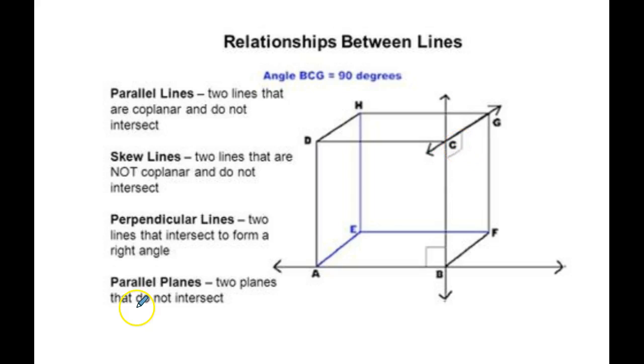And then parallel planes: two planes that do not intersect. Remember, a plane is like a flat surface that extends in all directions. So if we had plane ABCD, that would be parallel to plane EFGH. They are never going to intersect if we extend those planes in all directions.